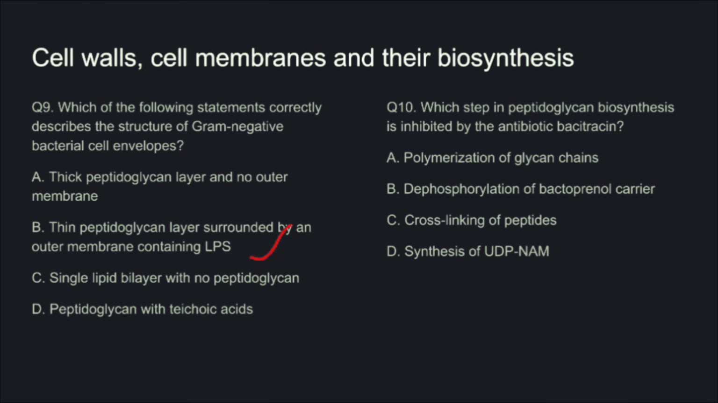The correct answer for this question is also option B, dephosphorylation of bactoprenol carrier. So bacitracin blocks the dephosphorylation of bactoprenol that prevents recycling of the lipid carrier. Now this lipid carrier is required for transporting cell wall precursors across the membrane. So that was for your cell wall, cell membrane and their biosynthesis.